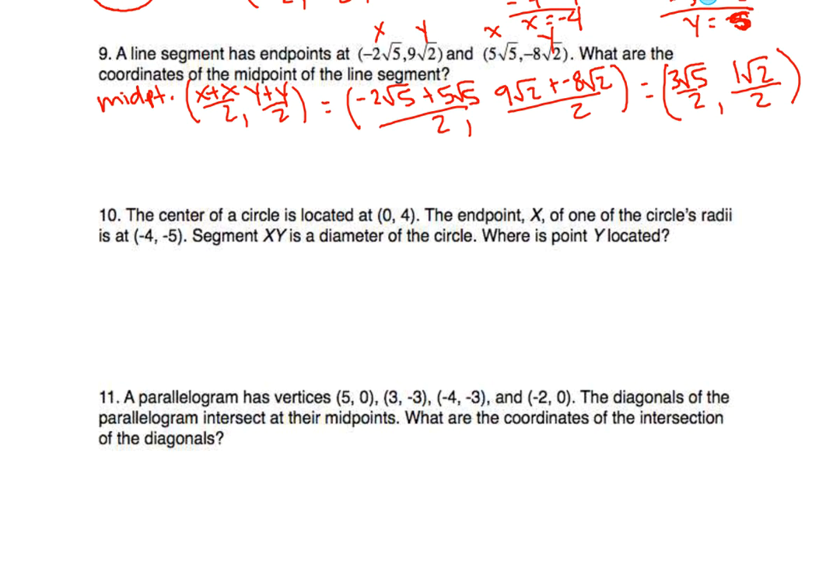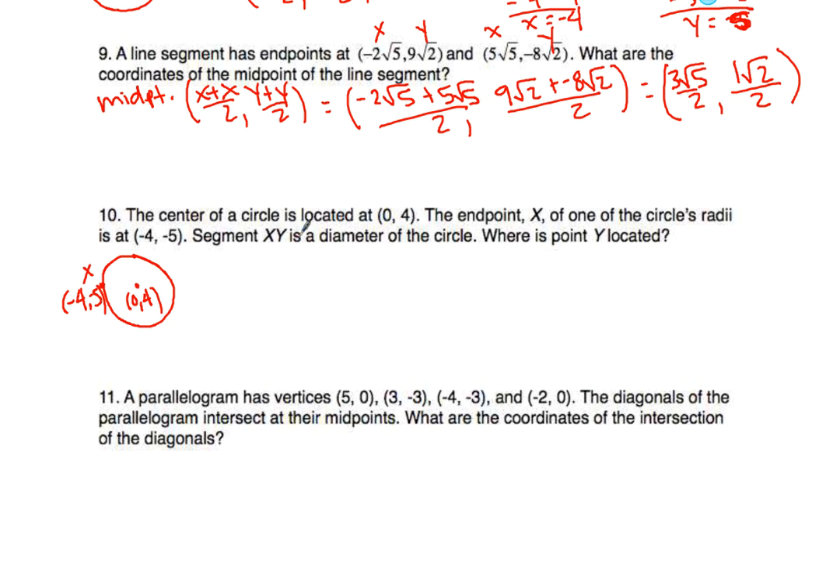Number 10 is kind of similar to number 8 that we just did. So it says the center of a circle is located at 0, 4. So you know that you're going to have a circle. You know that you have the center, and the center is at 0, 4. It says the endpoint x of one of the circle's radii is at negative 4, negative 5. So this is going to be x, and this is at negative 4, negative 5.